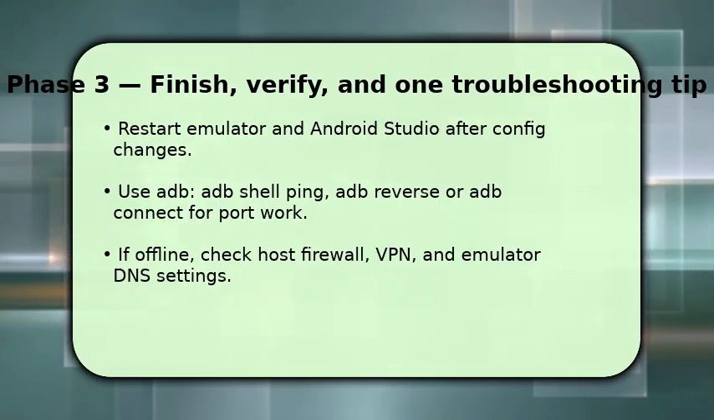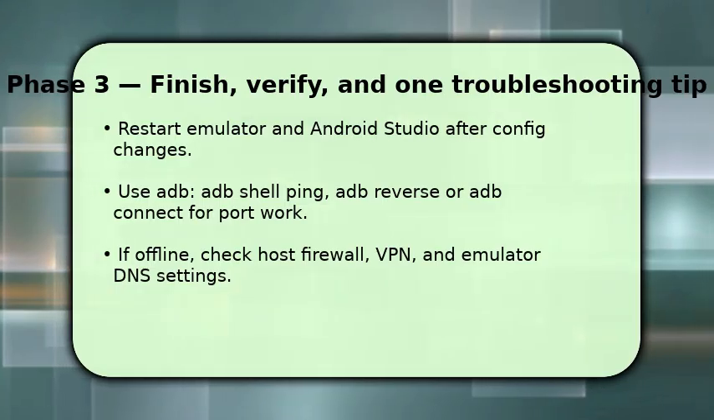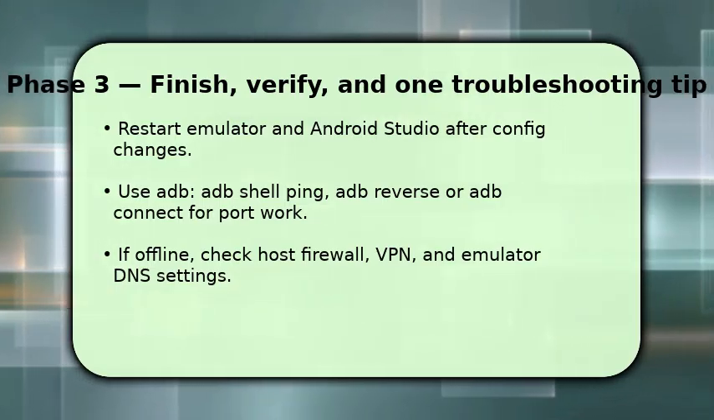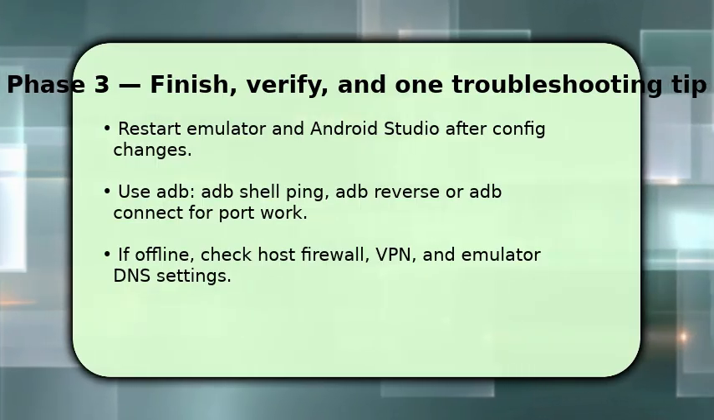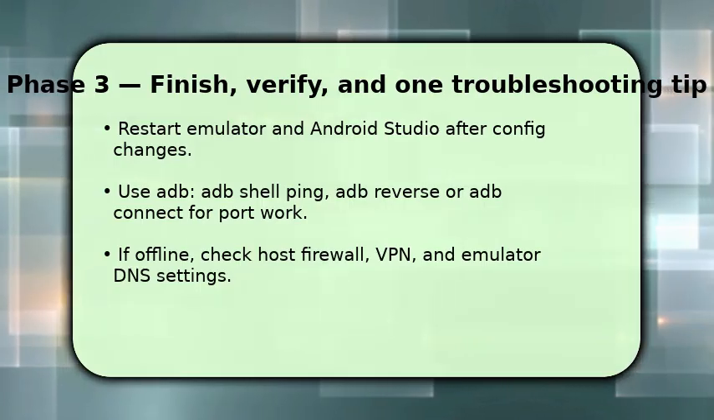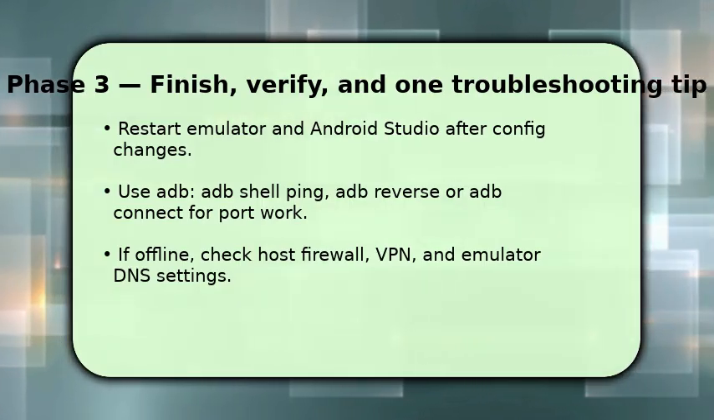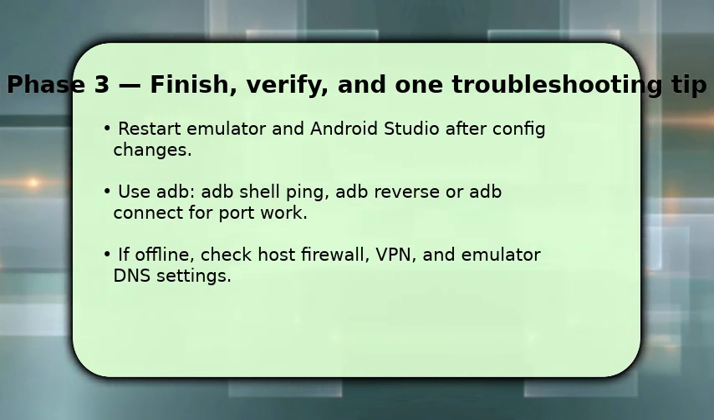Use ADB commands for detailed checks. Run an ADB shell ping to test reachability, an ADB reverse, or an ADB connect to forward ports for local servers, and inspect /etc/resolv.conf if DNS looks wrong. If you still see no internet, make sure host firewall or VPN isn't blocking the emulator. Then reset the AVD's network or recreate the device.